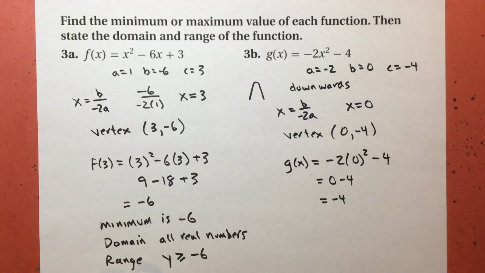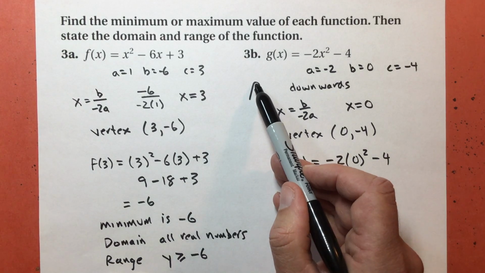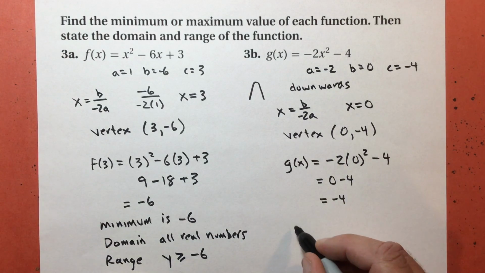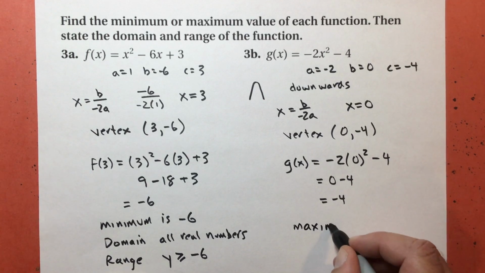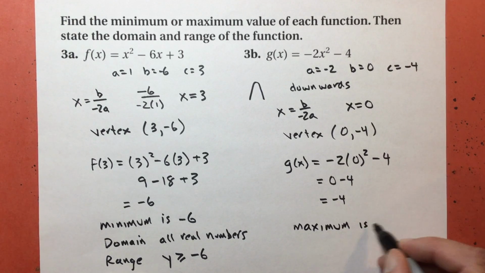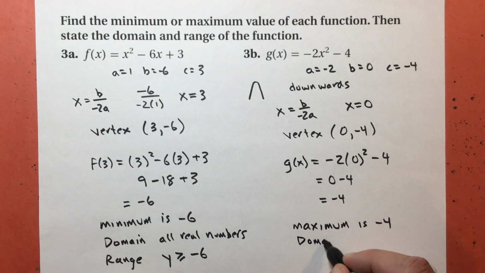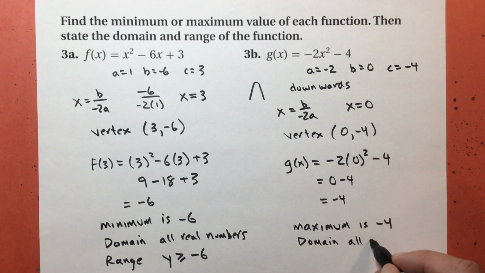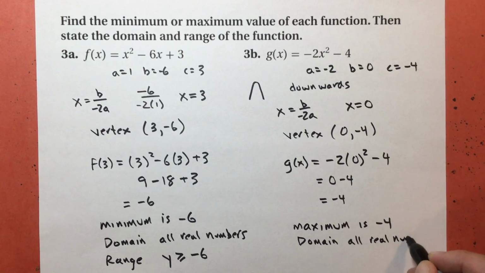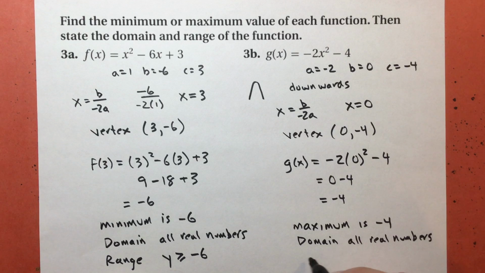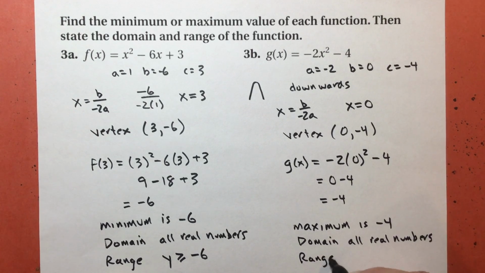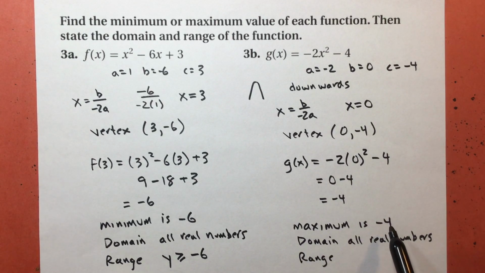Now, put it all together. I have the top of the graph, so I have a maximum. My maximum is negative 4. The domain, one more time, all real numbers. And my range, I'm going to start at negative 4, which is the maximum, and go down. So y is less than or equal to negative 4.